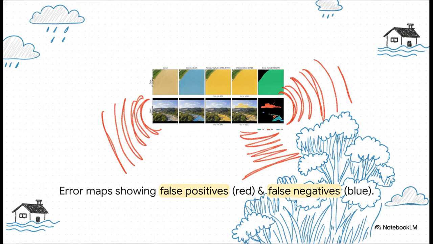The AI gets totally faked out by sun glare on wet asphalt or shiny roofs, and it thinks they're flooded rivers. And the blue zones are false negatives. The AI completely misses floodwaters that are hiding beneath overhanging trees or tall grass. I mean, a standard camera just can't see through a leafy canopy. And, well, neither can the AI.